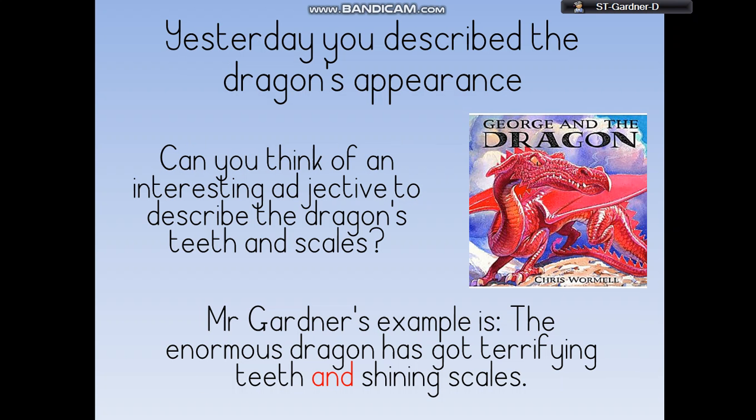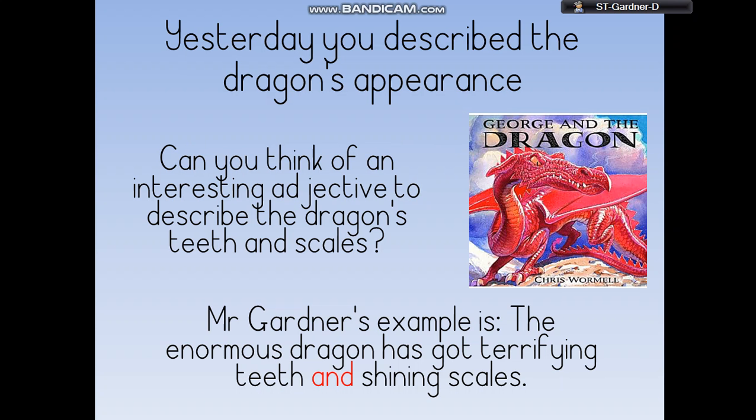So if we go back to yesterday's work, I asked you to describe the dragon's appearance in George and the Dragon. I want you to look closely at his head, his scales, his wings, his tail and his claws. And to do that, you use the Dazzling Dragons adjective sheet to help you find really interesting adjectives to describe each part of that dragon.